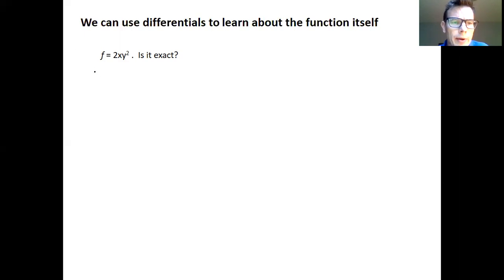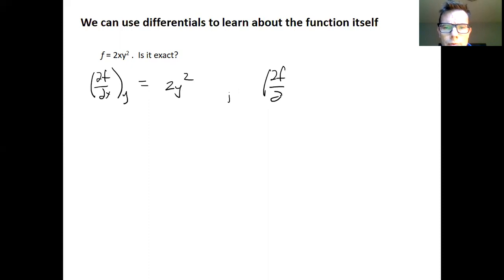What I first need to do is evaluate one of these partial derivatives. So I can pick either one. I'm going to take the partial of f with respect to x when y is held constant. If y is a constant and I take the derivative of this with respect to x, you get 2y squared. The other one I'm going to evaluate is the complement to this. So that is the partial of f with respect to y when x is held constant. If I take the derivative with respect to y, I am going to get 4xy.